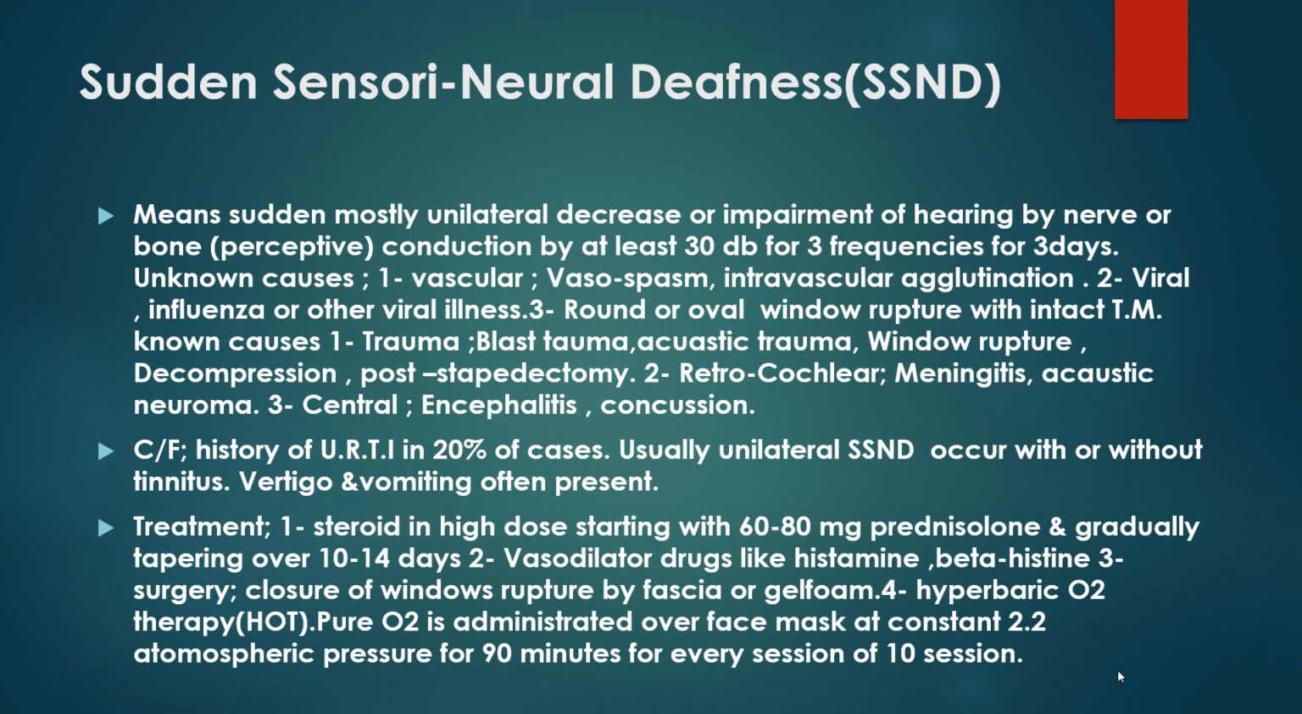We may be forced to do surgery sometimes for the closure of the window rupture by fascia or gel foam, or we can use hyperbaric oxygen therapy, where we administer pure oxygen over a face mask to the patient at a constant 2.2 atmospheric pressure for 90 minutes for every session, and we give the patient nearly 10 sessions.